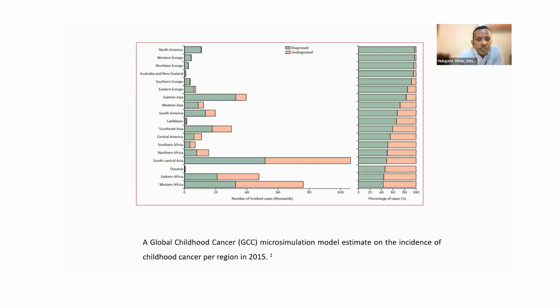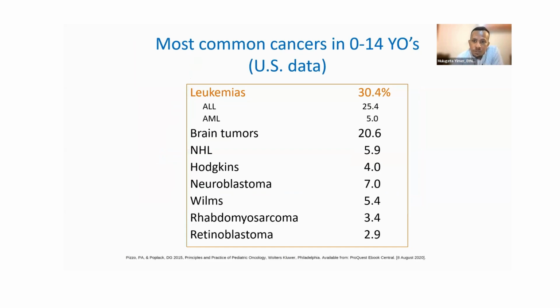If you see this figure from a global report in green, the discrepancy, for example, in East Africa, I'm not sure if you can see the cursor. In East Africa, the undiagnosed cases are much higher than the numbers which are diagnosed. But if you see in North America, the number of undiagnosed cases is almost non-existent. They're negligible. So epidemiology, just as an overview, the majority of childhood cancers globally are leukemias.